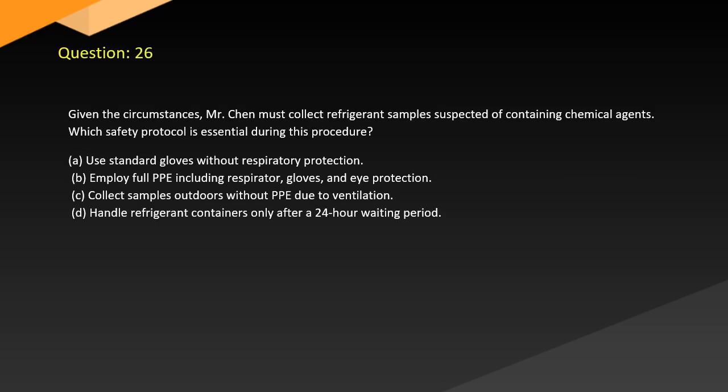Question 26. Given the circumstances, Chen must collect refrigerant samples suspected of containing chemical agents. Which safety protocol is essential during this procedure? A. Use standard gloves without respiratory protection. B. Employ full PPE including respirator, gloves, and eye protection. C. Collect samples outdoors without PPE due to ventilation. D. Handle refrigerant containers only after a 24-hour waiting period.